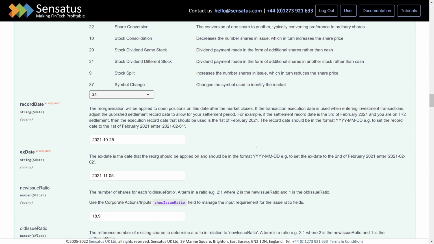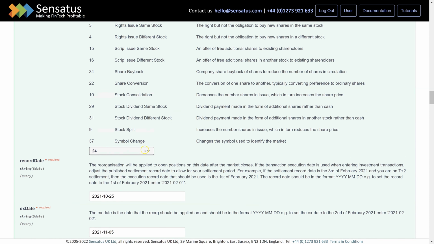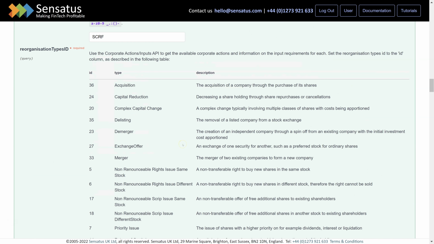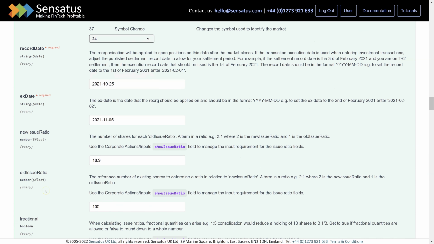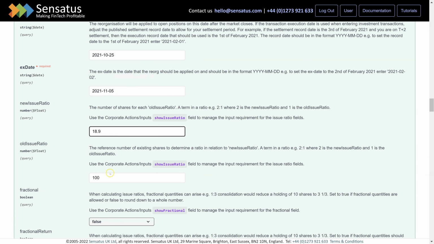Using the Reorganisation Add API, set the Reorganisation Types ID to 24 for capital reduction. Set the new issue ratio to 18.9 and the old issue ratio to 100 to represent 18.9% capital reduction.